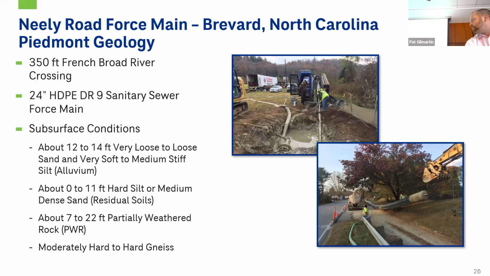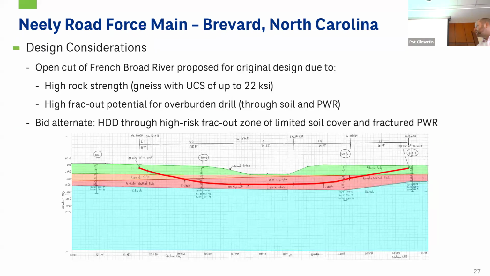But within the river profile that I'll show you in a second, there was basically no alluvium, and it was directly over PWR. And so we had to take that into consideration. Because our big concern was within the PWR layers, you do get a lot of fracturing, and with that limited overburden cover, you could potentially get frac outs and potential loss of the hole from that perspective, as well as the environmental issues.